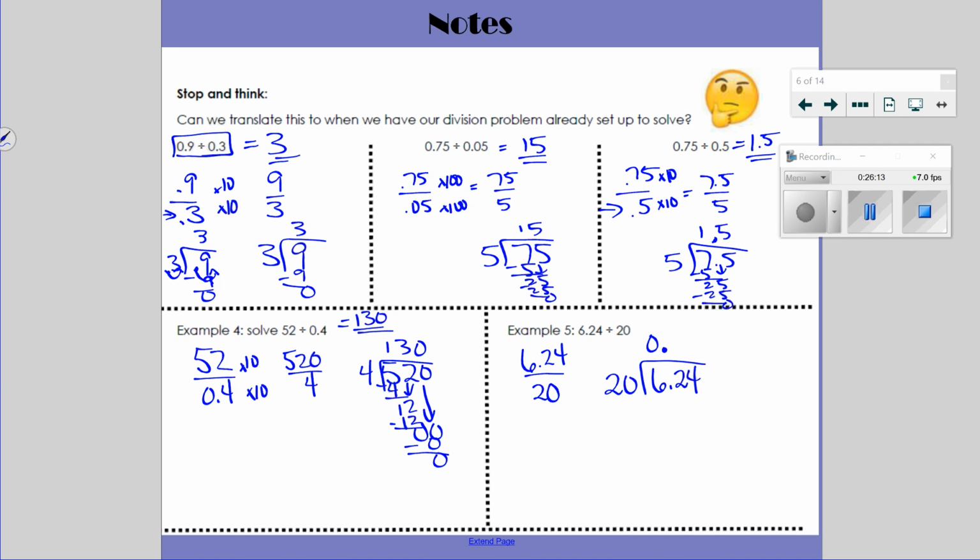20 goes into 62 3 times. Subtract 60. Gets me a 2. Then I bring down the 4. 20 goes into 24 1 time. Subtract 20. I have a 4. Am I to 0 yet? No. So I need to add a 0, bring it down. And make sure you add the 0 to the 624, not to the 31 hundredths. I had some actually really good math students last class that put that 0 in the wrong spot and messed them up. 20 goes into 40 twice. Subtract 40, and now I'm done. So what did that equal? 0 and 312 thousandths.